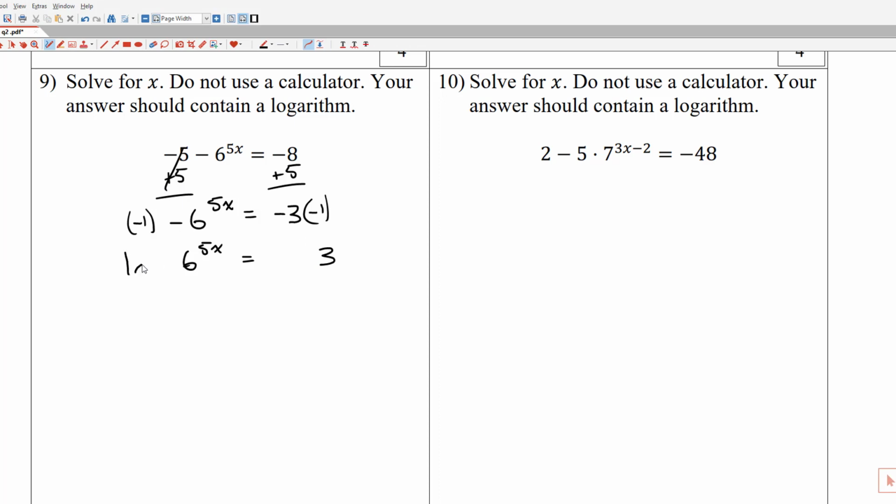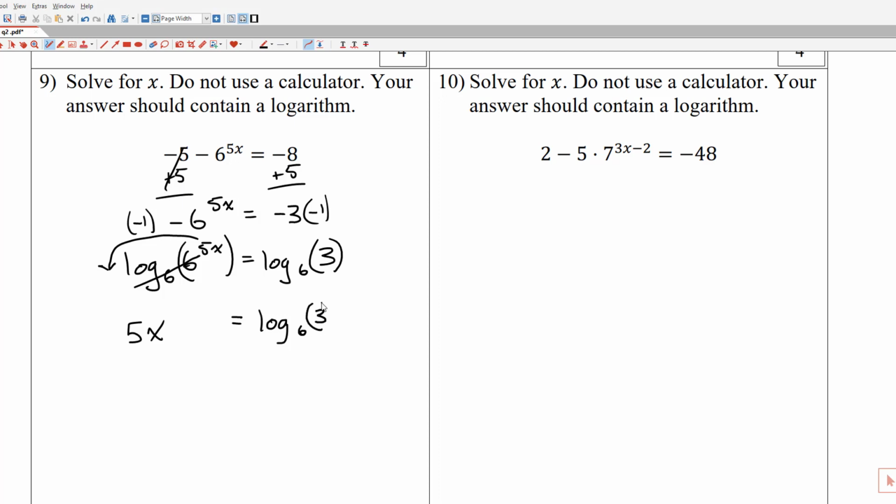I'm going to take the log base what? That base is 6, so this is going to be a log base 6 as well. You have to do the same thing to the left and right side of the equation. This 5x will come down in front, so I have 5x. And then log base 6 of 6 cancels out, and I'm just left with the 5x. And then I have log base 6 of 3.